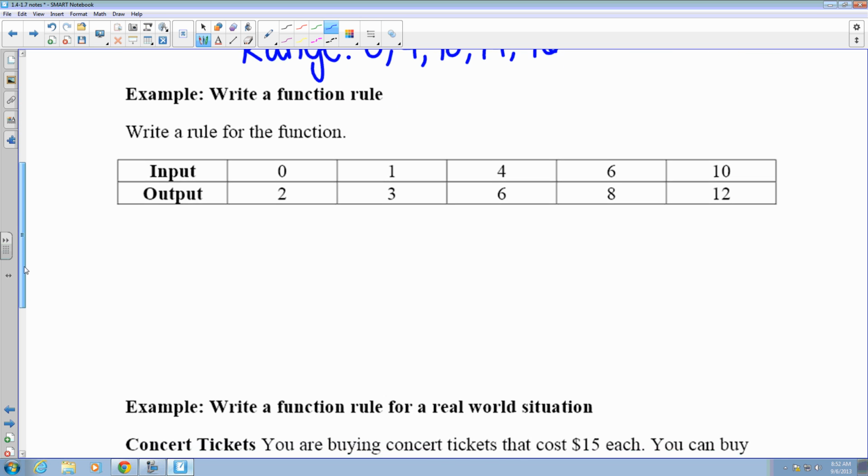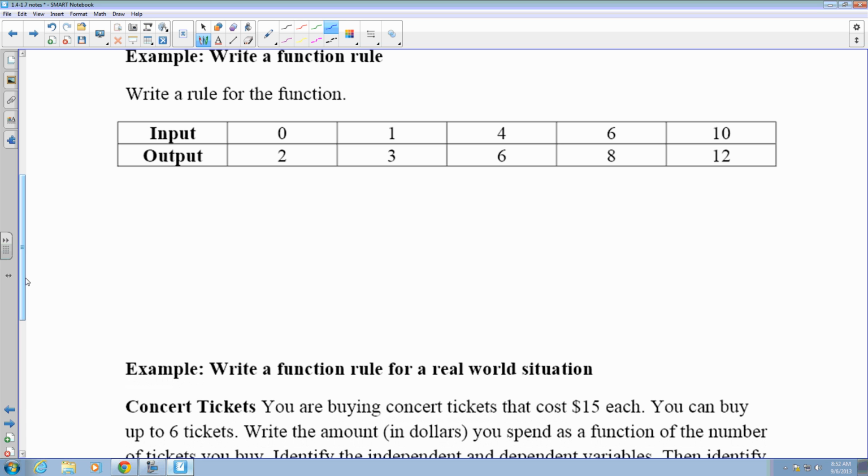Now we're going to kind of work backwards. We have the table, and we're going to have to work backwards to figure out what the rule is. So trying to find out the difference, maybe. If we notice anything, the difference between the input and the output, it seems that every time you would add 2 between the input and the output.